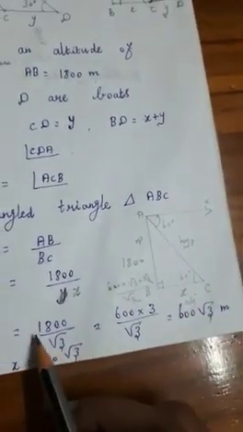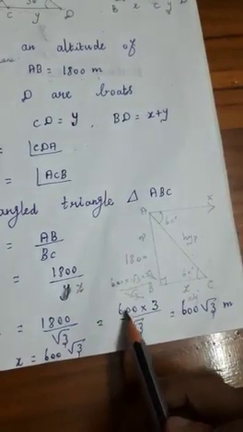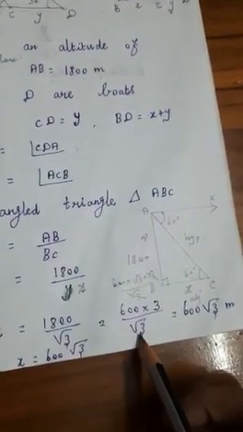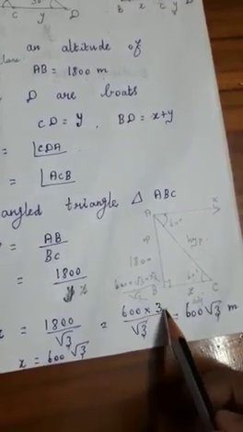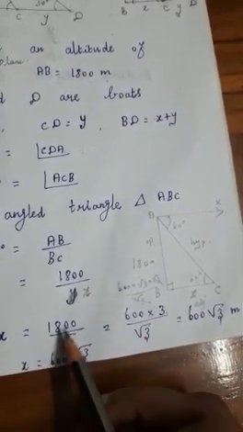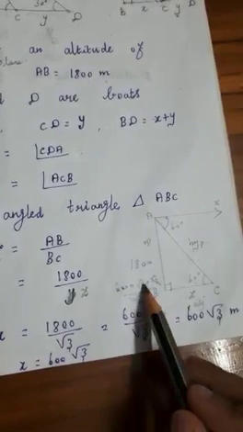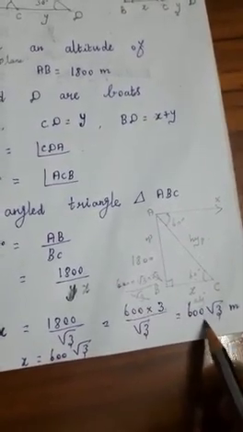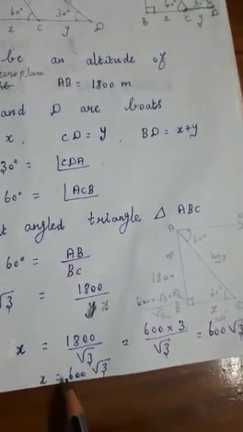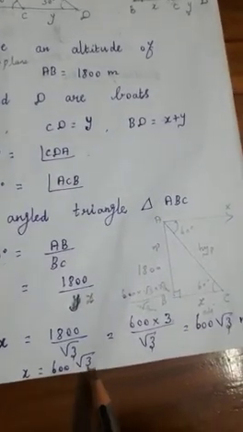So that's why 1800 we have written 600 into 3. Here whichever number, into 3, like that you can take. 600 into 3 is 1800. Then 3 you can write as √3 into √3. Then one √3 you can cancel it. So we will get the answer 600 √3. Now X is equal to 600 √3 we have got.